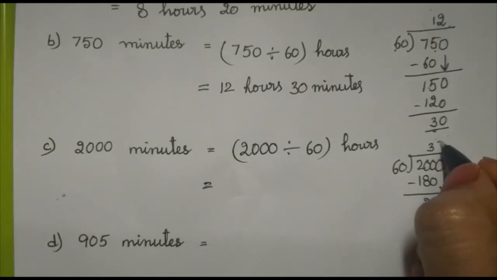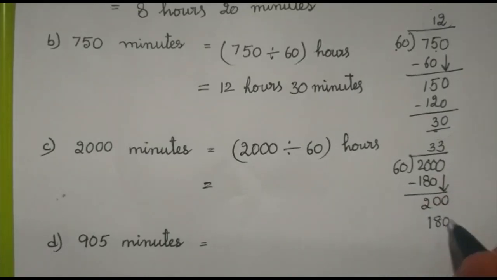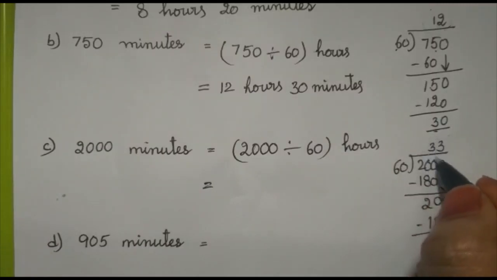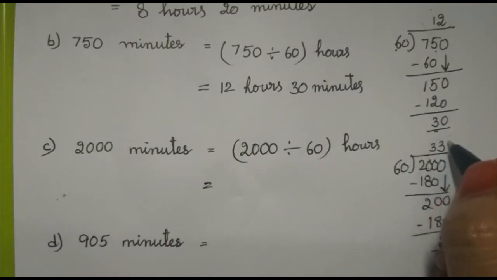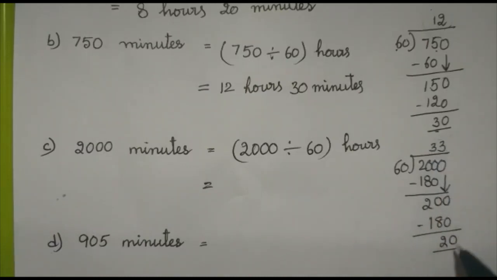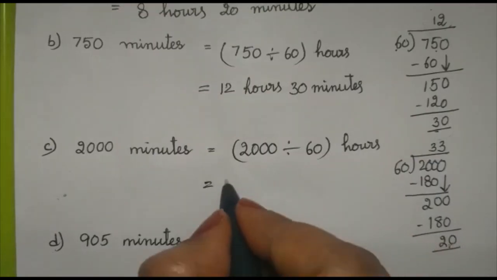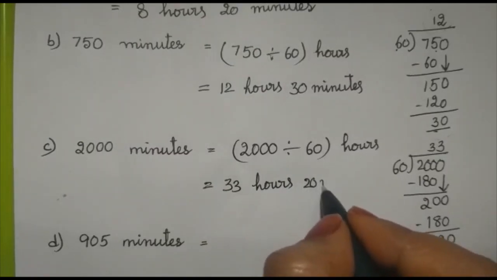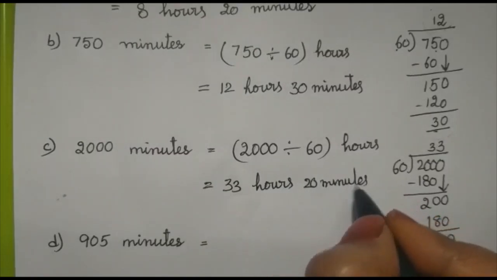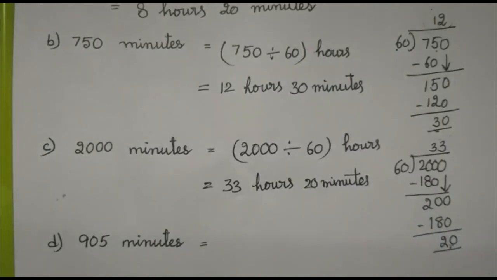Again 200, children, so we can take 3 sixties are 180. Yes. Now 0, 20 minus 18, 2. So how many hours? Yes, 33 hours. And how many minutes left over? 20 minutes. This complete quotient becomes hours, and this 20 is the remainder from minutes, so 20 minutes. Okay, 33 hours, 20 minutes. Yes. Now see the last one, D, 905 minutes.